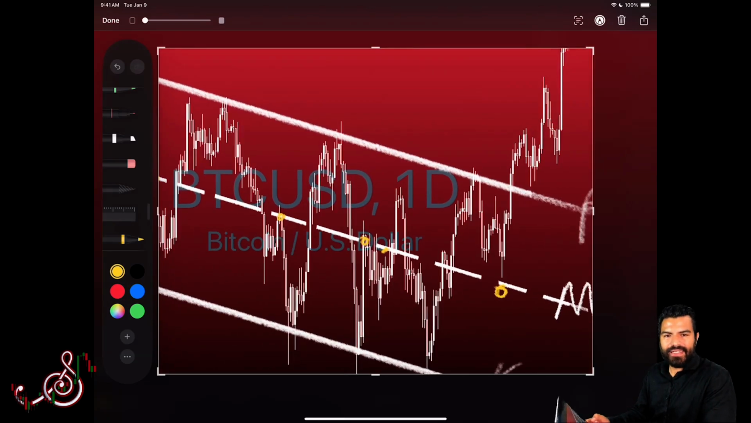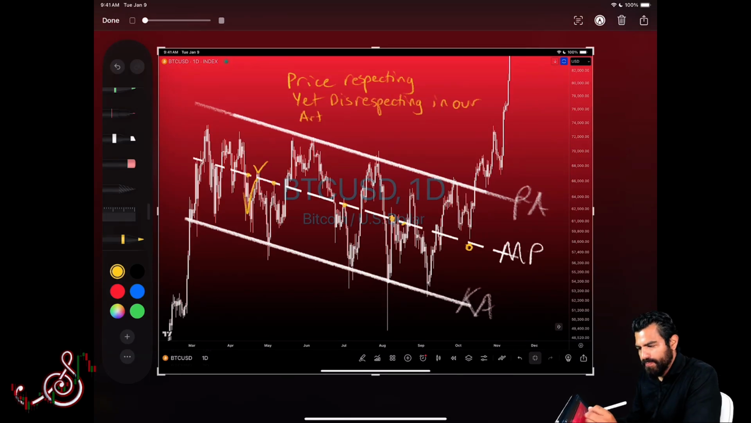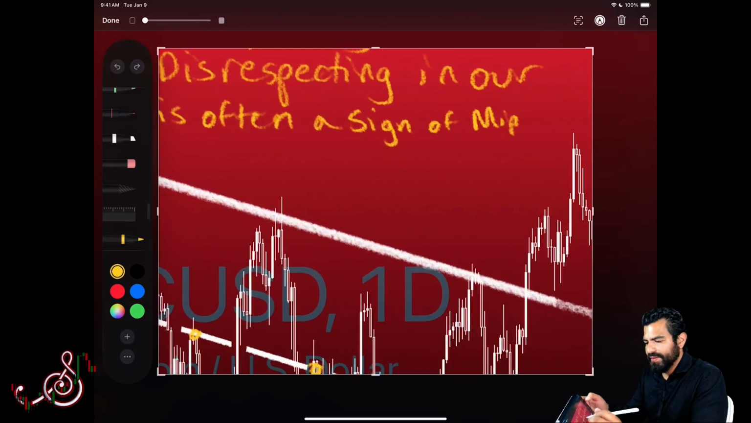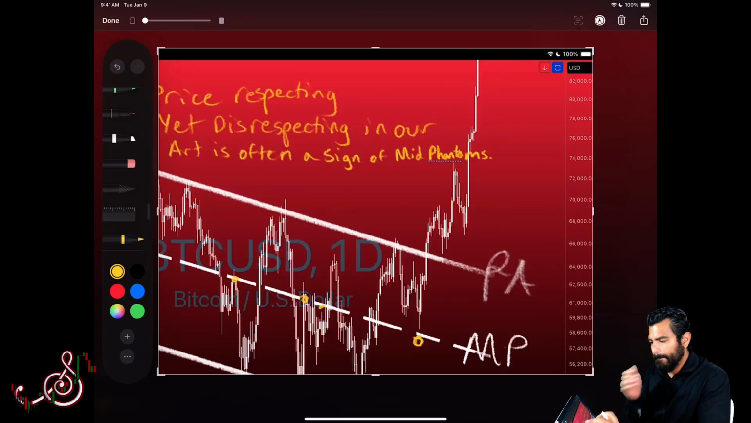And here you can see that this is an example of price respecting yet disrespecting. So price, let's write this down. Price respecting yet disrespecting at the same time in our art is often a sign of mid phantoms. Okay.